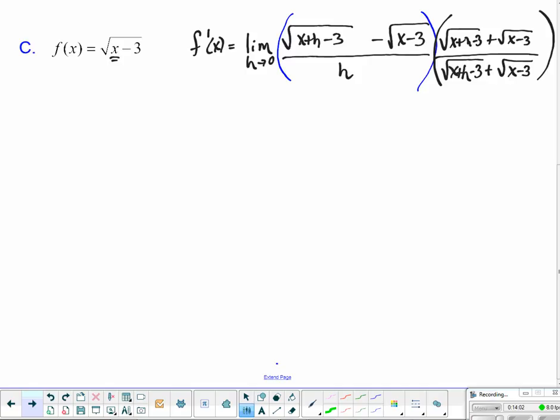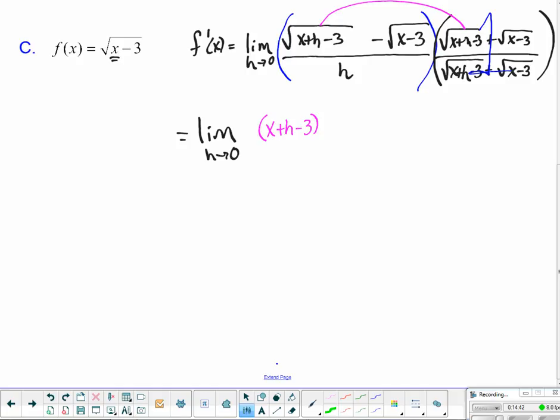What did we really do? Well, we did nothing more than multiply by a big fat 1. So how is that helpful? Well, let's go through the process here. We'll get the limit as h goes to 0. And I want to multiply the numerators together. That's going to give me that times that, and a square root times a square root will make it a square. So I square the square root and it takes it out of the problem.